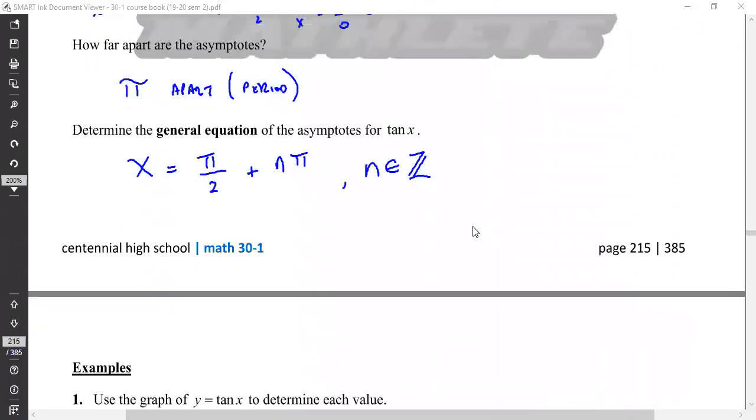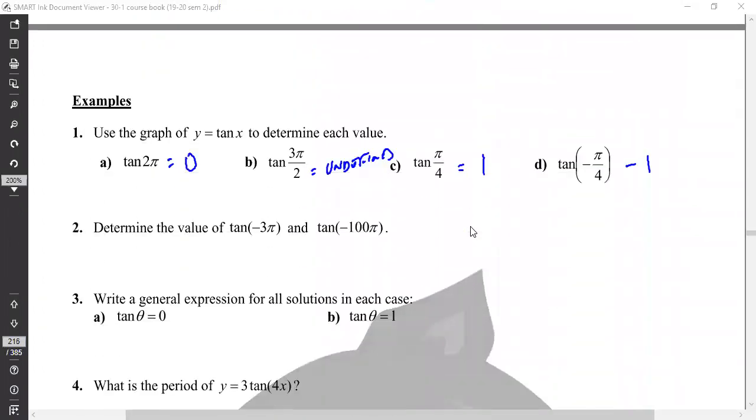Because this is 1 pi periodic, then tangent of negative 3 pi will be the same thing as tangent of negative 100 pi, and those will all equal to tangent of 0, and all of those are equal just to 0.